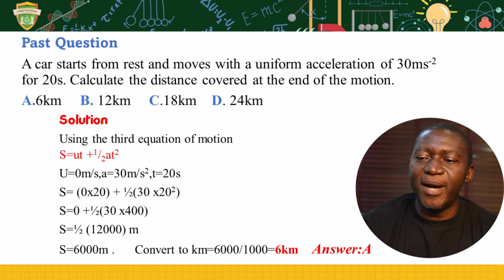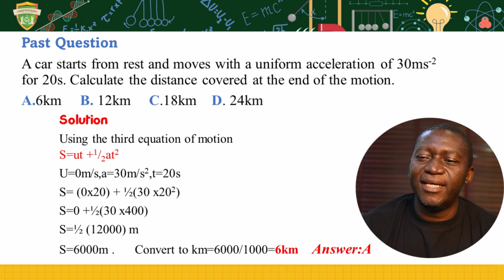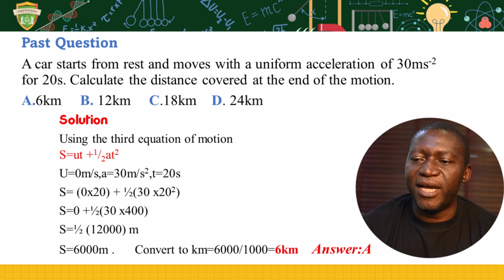Now, if you go back to the question, you will notice that 0 times 20 will give you 0. So your distance is going to be 0 plus half the product of your acceleration multiplied by the square of the time, which is half into bracket 30 multiplied by 400. Now, half into 12,000 meters, and half of 12,000 meters is going to be what?